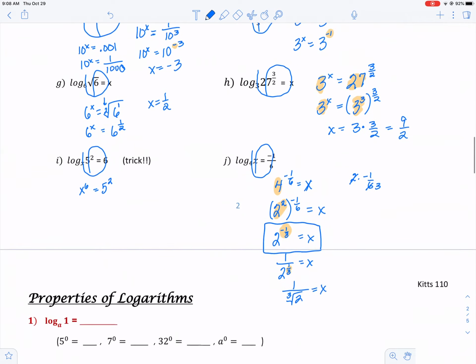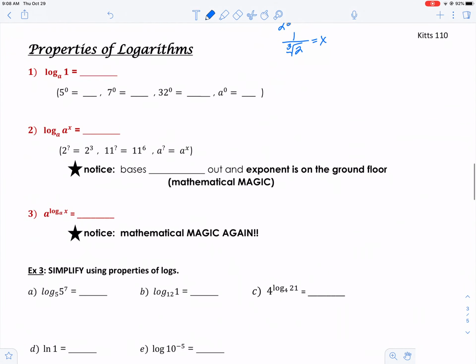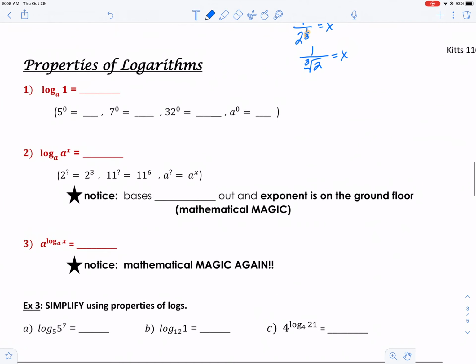All right. Let's do the properties of logs now, okay? So our properties of logs are laws. You know, there's things that you've just got to remember, but they're actually really, really easy, okay? So let's go down to these right here, the 5 to the 0 power and the 7 to the 0, 32 to the 0. What are all those equal to? You remember, anything to the 0 power is 1, right?